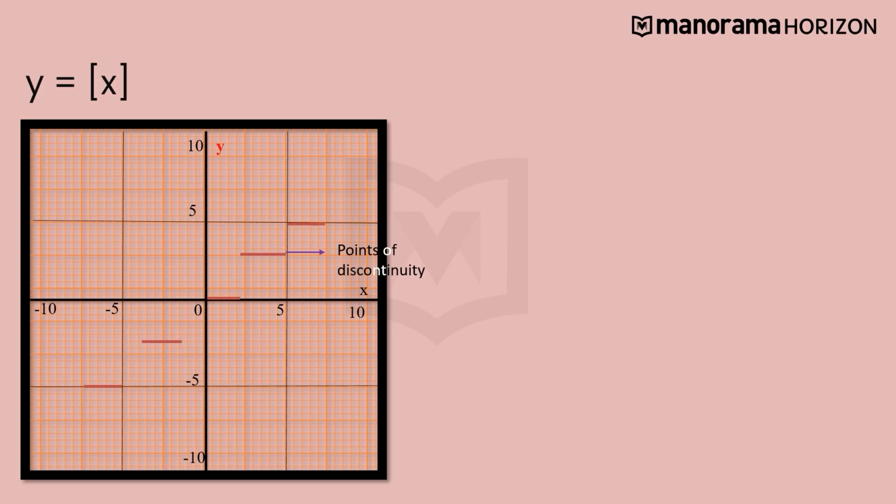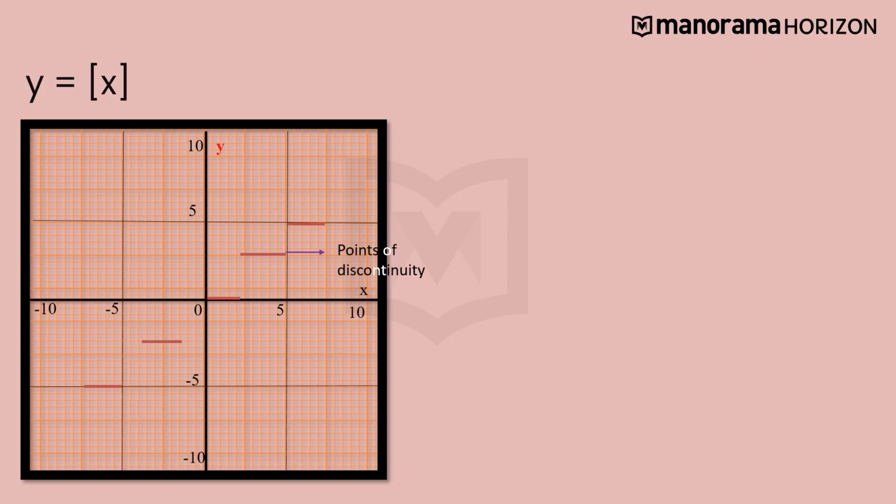You can see there are discontinuities. These points where the graph is actually disappearing and appearing again are called points of discontinuity. So, points of discontinuity will only exist in a discontinuous graph. That is the layman's way of understanding it, and this will be one of the shortcuts we use to find whether a function is continuous or not.